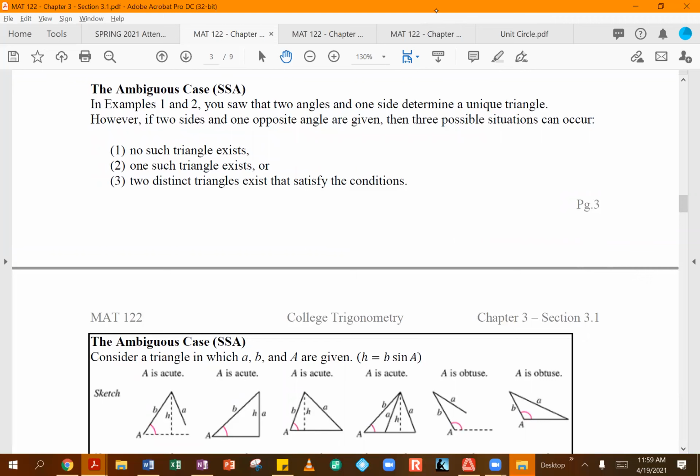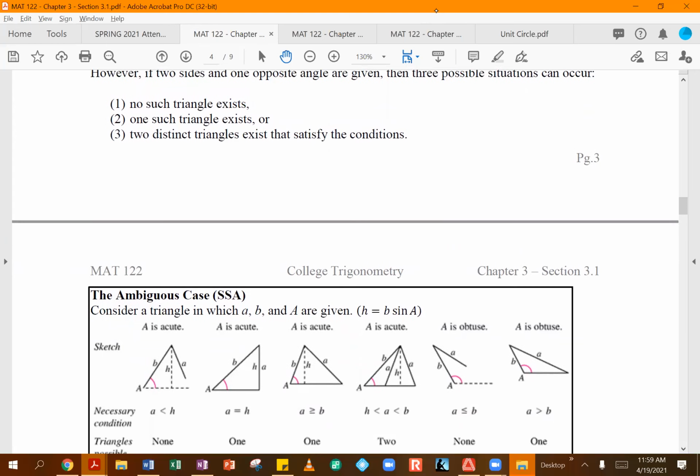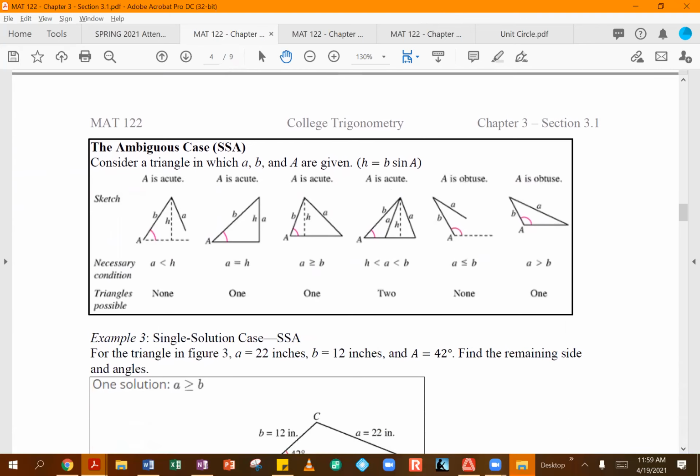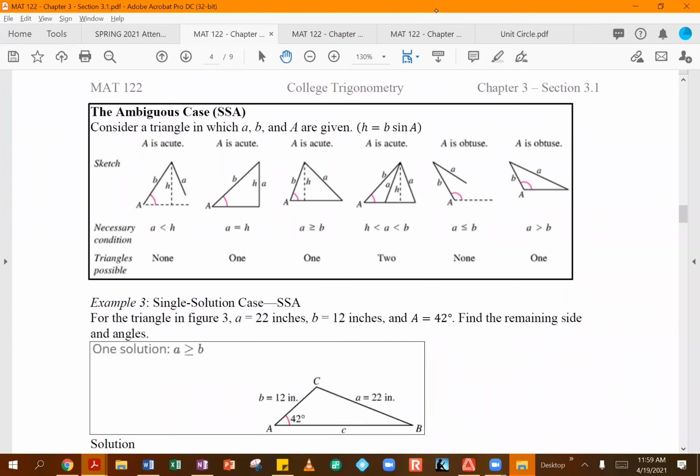You can have no triangle exist, which would not satisfy those given conditions. You can get one exact triangle which satisfies the conditions, or you can come up with two different triangles which would still satisfy those conditions. When you look at this ambiguous case, this little box over here really comes in handy. We are defining the height the triangle forms with the base of the triangle. Remember, the height is always perpendicular to the base of your triangle. They're defining that height as b times sine of A.